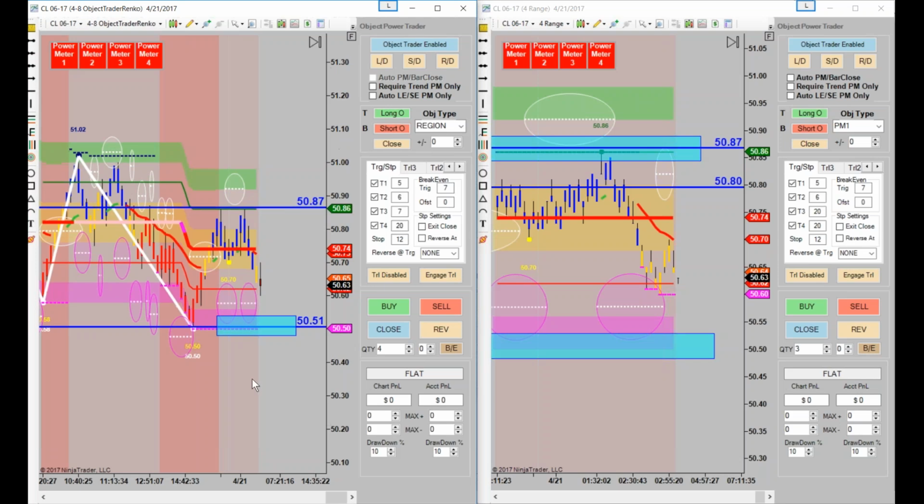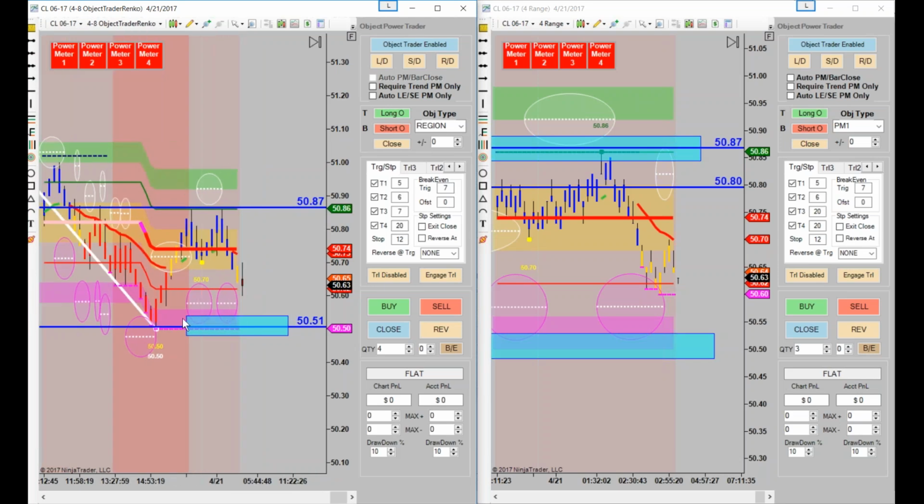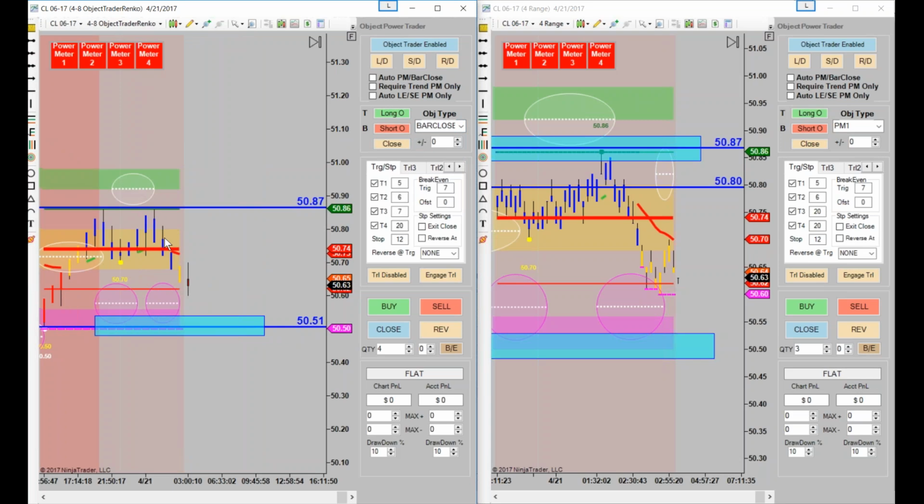And if you wanted to, if it gets down there near support, you could turn on bar close, which would be the same thing as this being a bar down, bar down, bar down, bar down. We don't know if this bar is going down yet, right? Because it hadn't closed yet. But we have 1, 2, 3, 4.